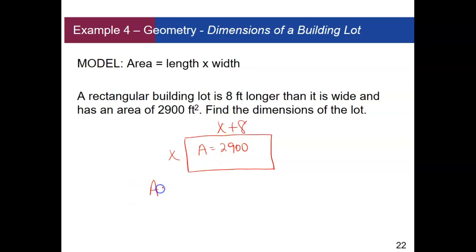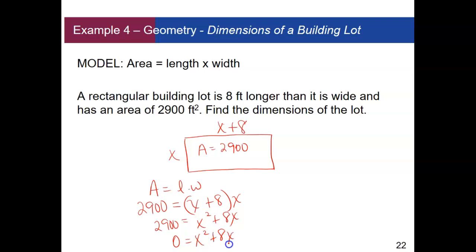So using the area equals length times width again, our area is 2,900 square feet. Our length is x plus 8, and our width is x. Okay, we're ready to solve this. So we'll have x squared plus 8x, and that's going to be equal to 2,900. Hopefully you recognize that this is a quadratic because it's got the square term. That means that we need to get everything equal to 0 before we can solve it. This actually does factor if you want to factor it. If you don't want to factor, then jump right in and do your quadratic formula.